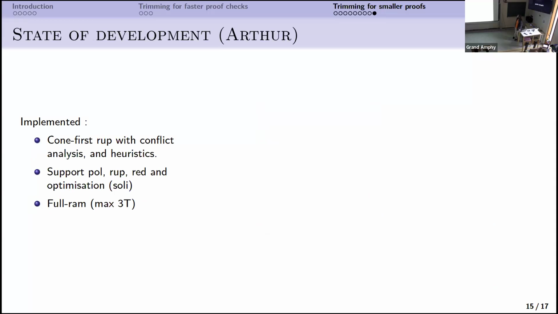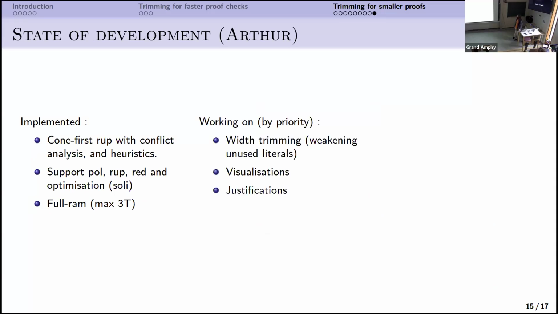So, the state of development of these tools: I have first worked on conflict analysis heuristics. I support full run predictions and optimization, and I have a full run trimmer. I have 3 terabytes of RAM, so the limiting factor here is me being lazy, not the RAM. I'm working on width trimming, so we're trying different ideas. Maybe we can use visualization to learn about the problem, and later maybe we dive deeper into justification.